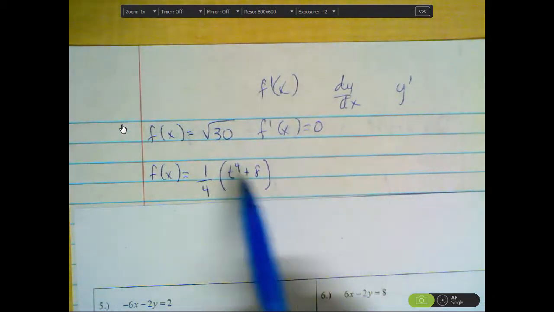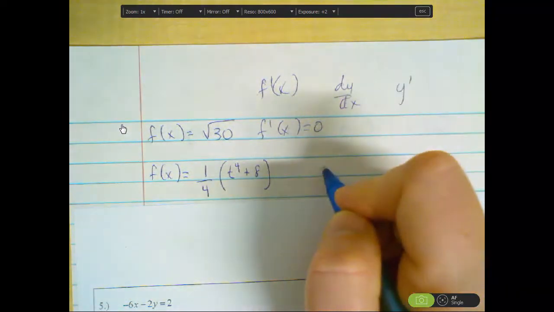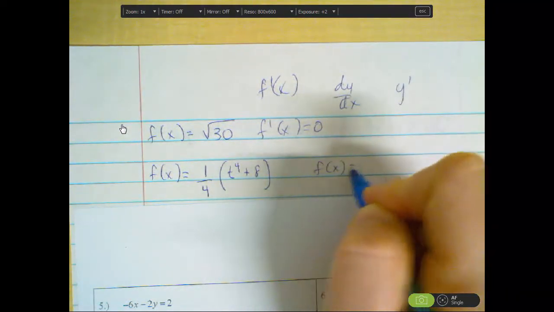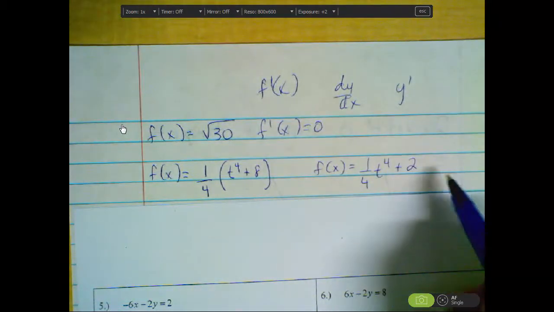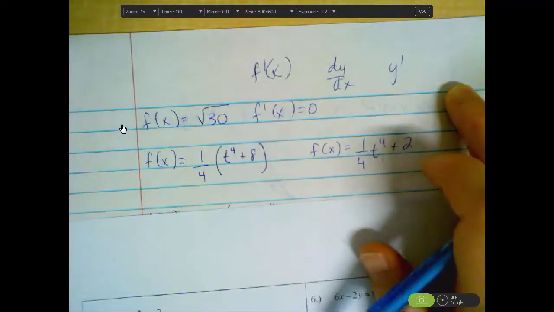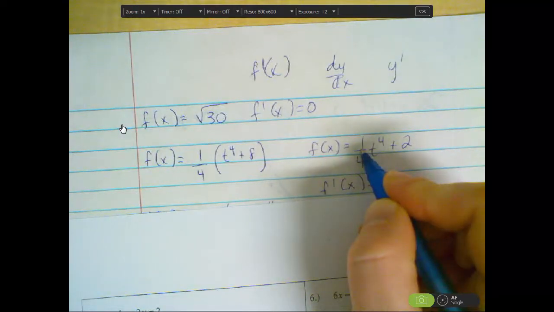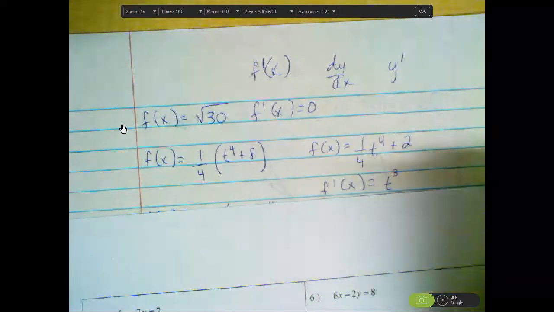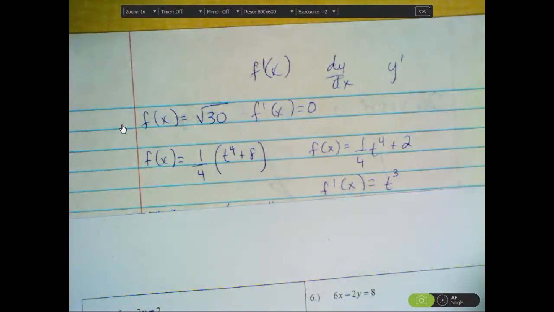Here you have one of two options. We could either distribute the 1/4, which I'll do first. So f of x equals 1/4 t to the 4th plus 2. And then you could take the derivative of each term and add those together. So f prime of x would equal 4 times 1/4 is 1. Subtract 1 from the exponent, you get 3. Plus the derivative of 2 is 0, so the answer is just t cubed.